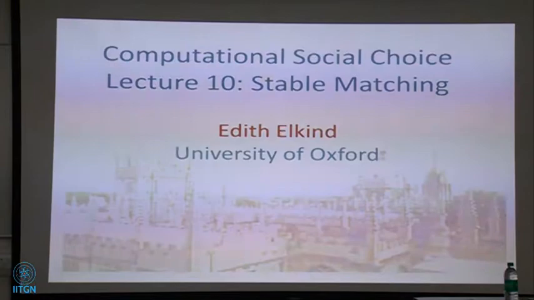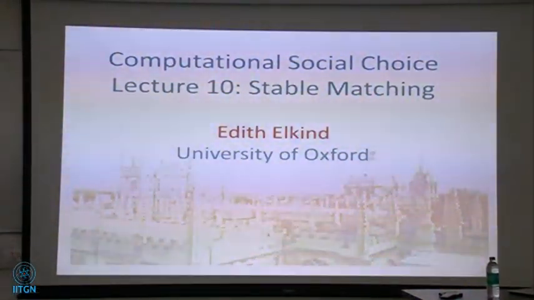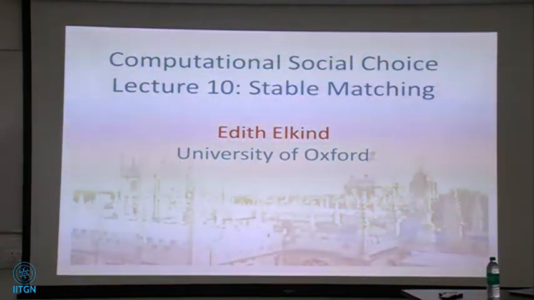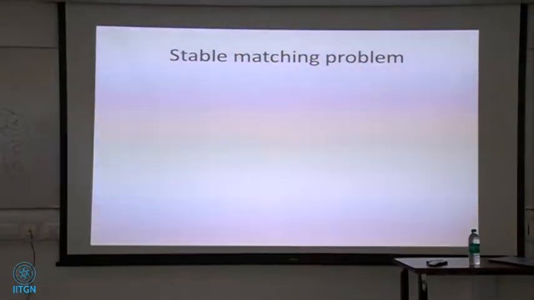Okay, so let's start again. I've been talking for the previous hour about settings where players form coalitions that may or may not engage in specific activities. Now let me zoom in on a very specific case where players form pairs. This is a setting that is usually called stable matching. Let me formally define the stable matching problem.